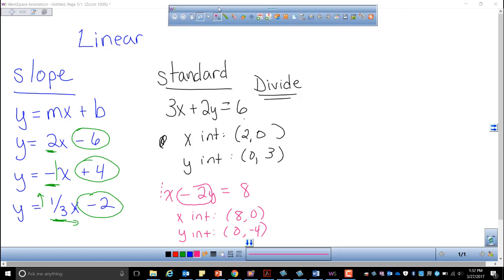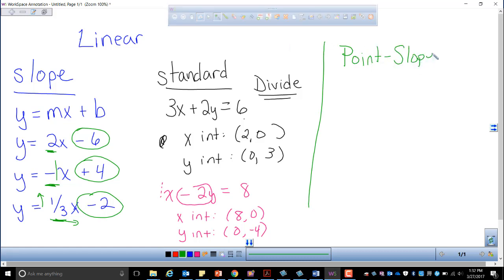Well, what we're going to do today is look at the third one. This one is called point slope. And the equation is up on my board. It's the one in blue. It says y minus y1 equals m, which is still slope, because it's talking about slope, times x minus x1. So it'll look like this. Y minus 2 equals 3 times x minus 4, we'll say.